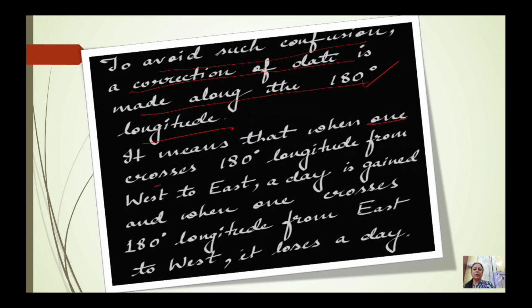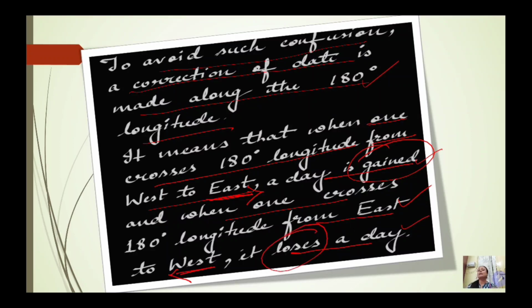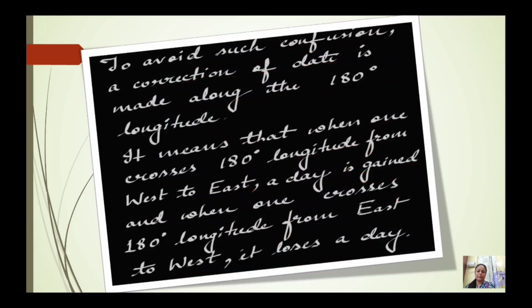It means that when one crosses 180 longitude from west to east, a day is gained, and when one crosses from east to west, a day is lost. So this concept is kept in mind, and only then can confusion be avoided. There will be no confusion if we follow this rule, that if a person is traveling towards east, then a day will be added, and if a person is traveling towards west, a day will be lost. So this is the concept of the international date line.